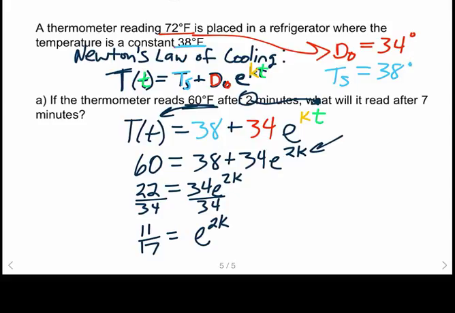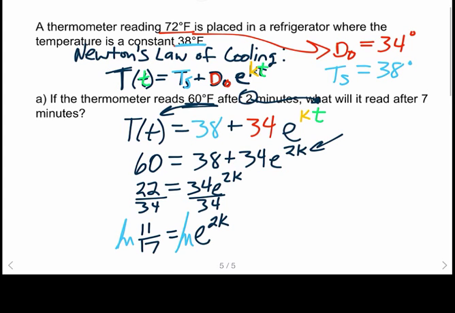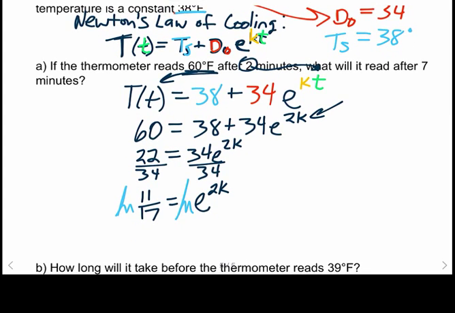And now I'm going to apply the natural log to both sides. And we're going to get that K is equal to the natural log of 11 over 17, all divided by 2. That's the constant for this situation, the rate of temperature change, if you will.